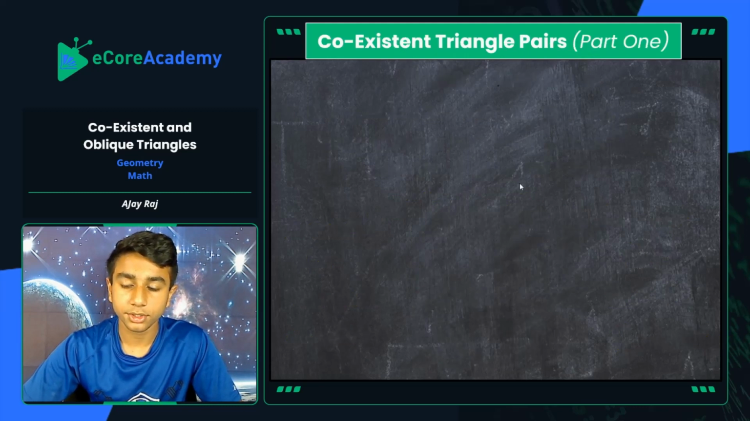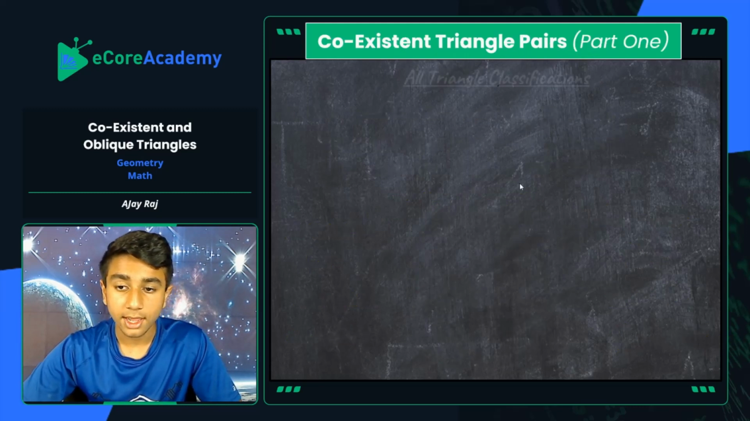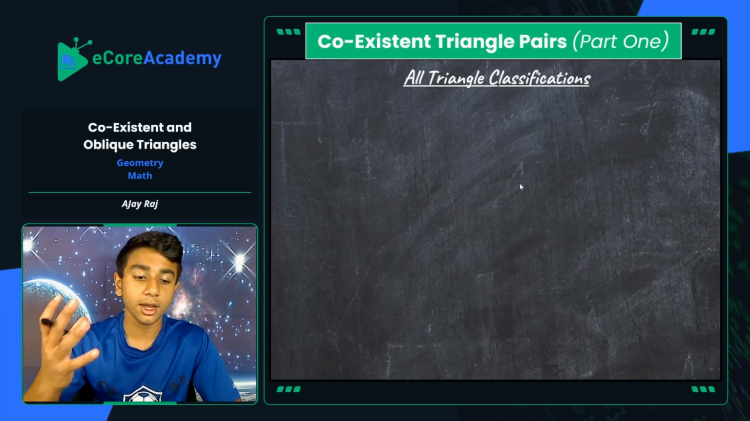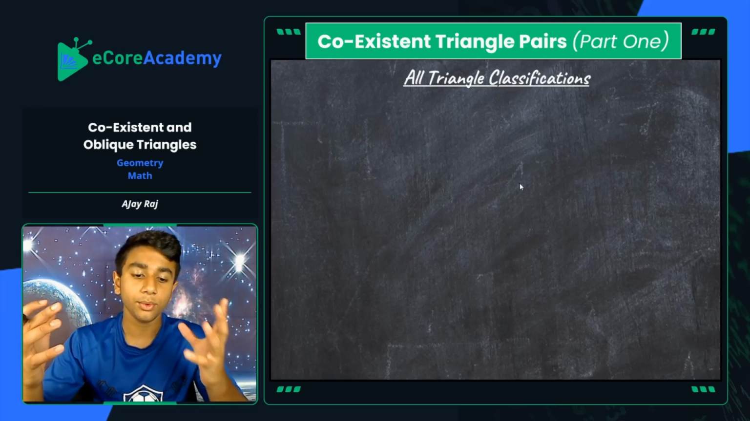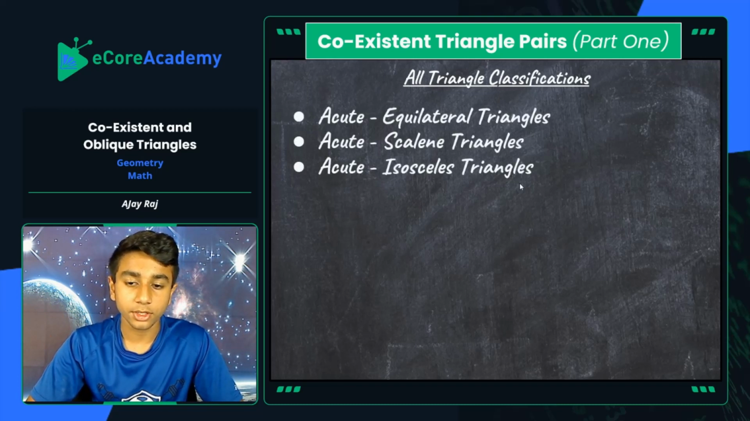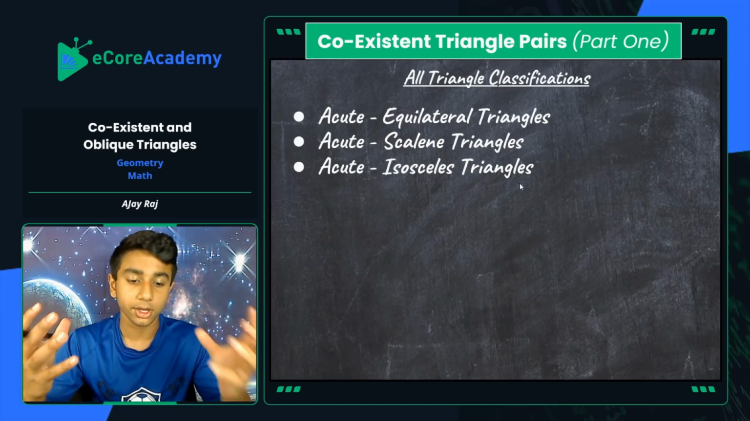So let's look at some coexistent triangle pairs, part 1, and this is basically all the possible triangle classifications. For this slide, I'm going to split this up into classification by angle and by side. We're going to start off with all the possible side classifications that you can combine with an acute triangle.